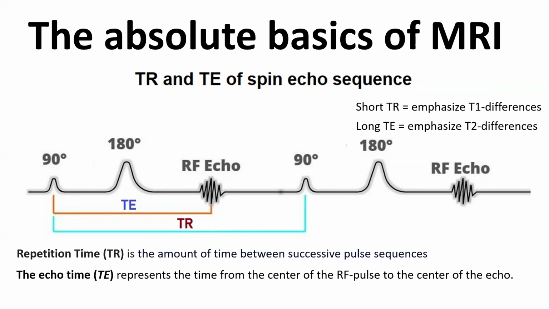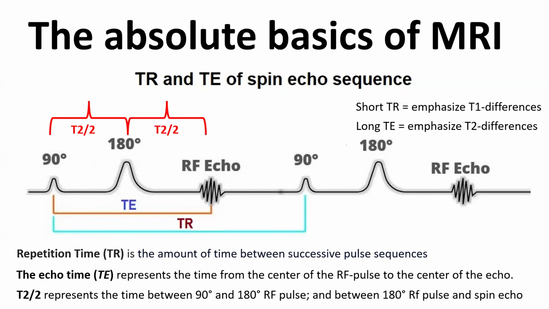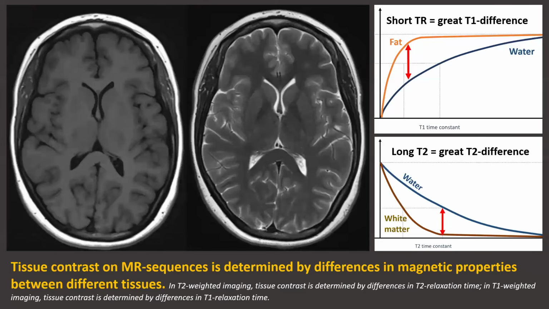Anyways, if we choose a long echo time, this will emphasize T2 differences, and we can control that by choosing when we are going to apply the 180 degrees radiofrequency pulse, because that's basically the echo time divided by 2. This should be TE divided by 2, not T2 divided by 2. So I hope this is clear. If we perform sequences and we use a short repetition time, we will accentuate the T1 relaxation differences between tissues.